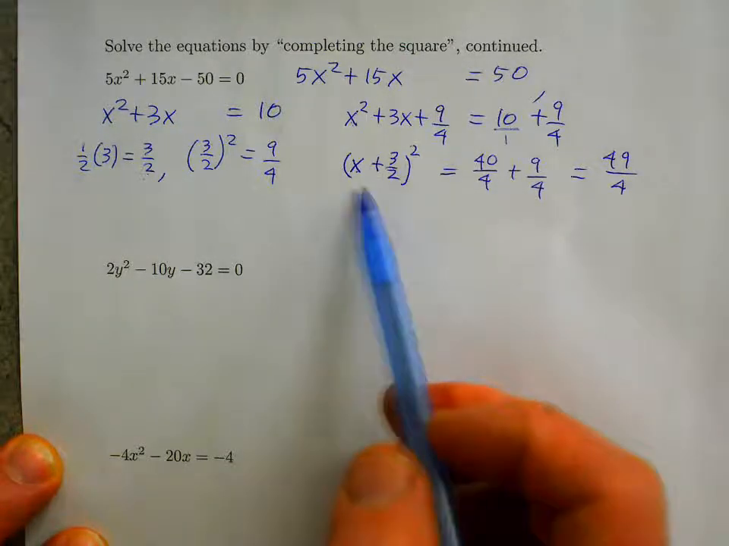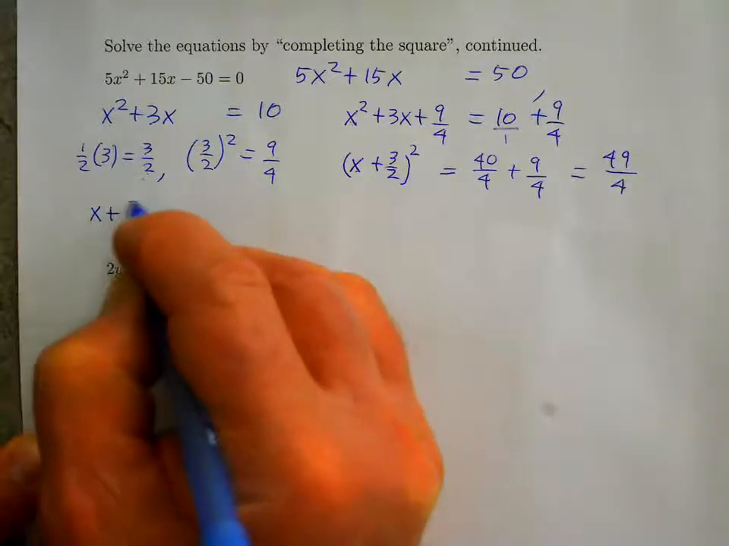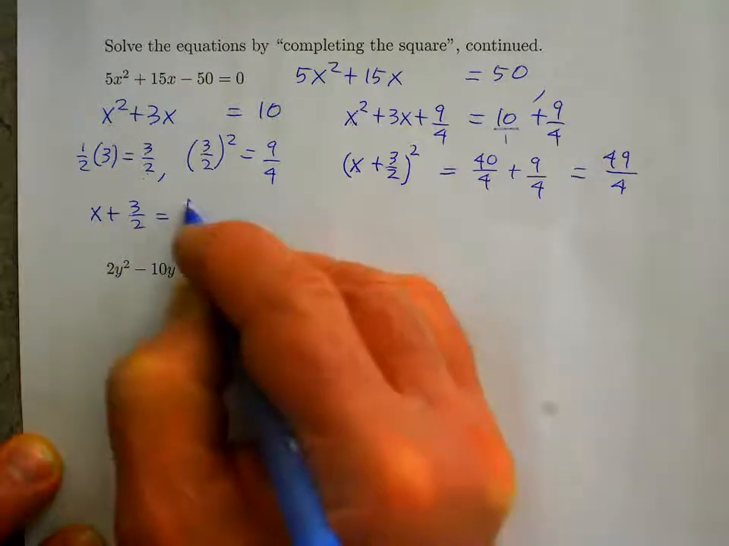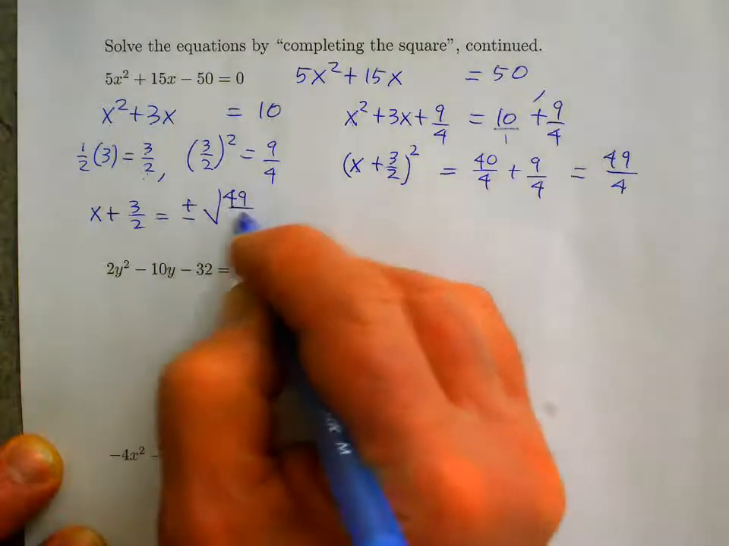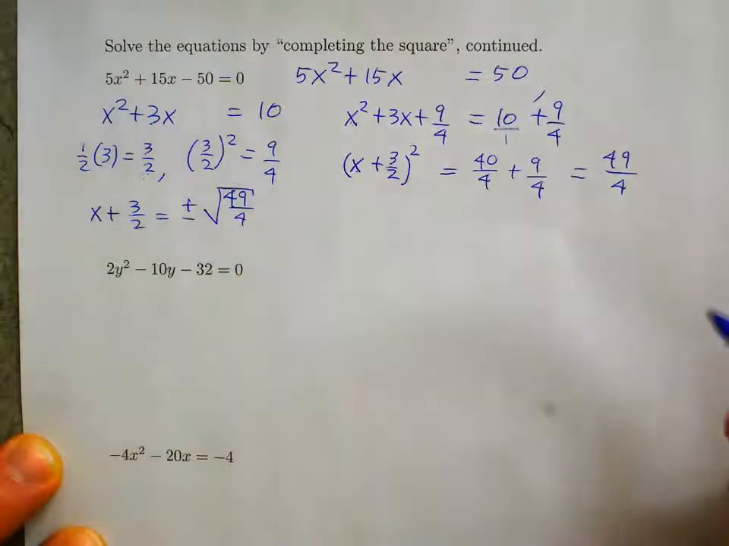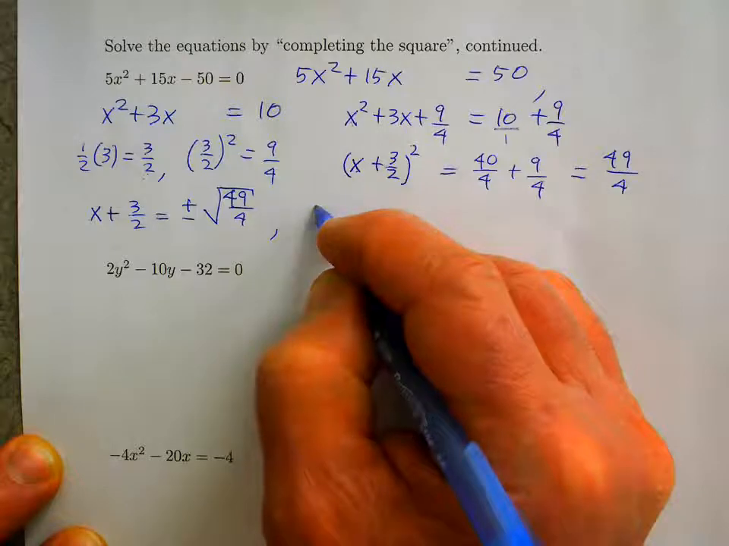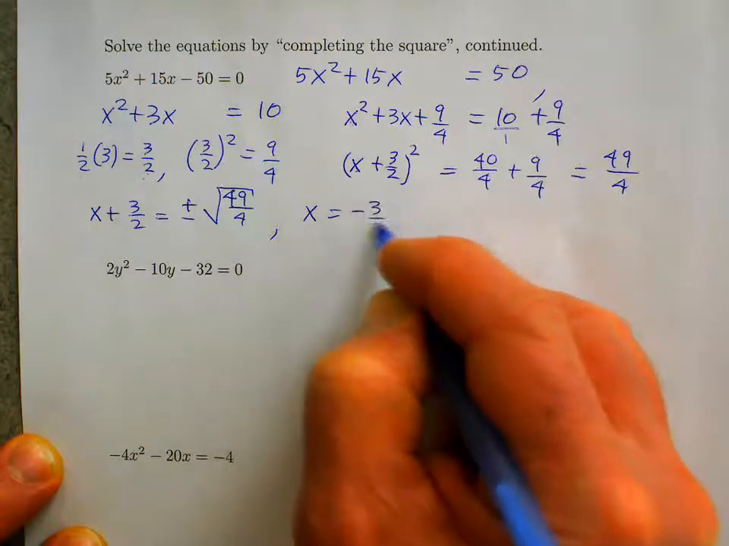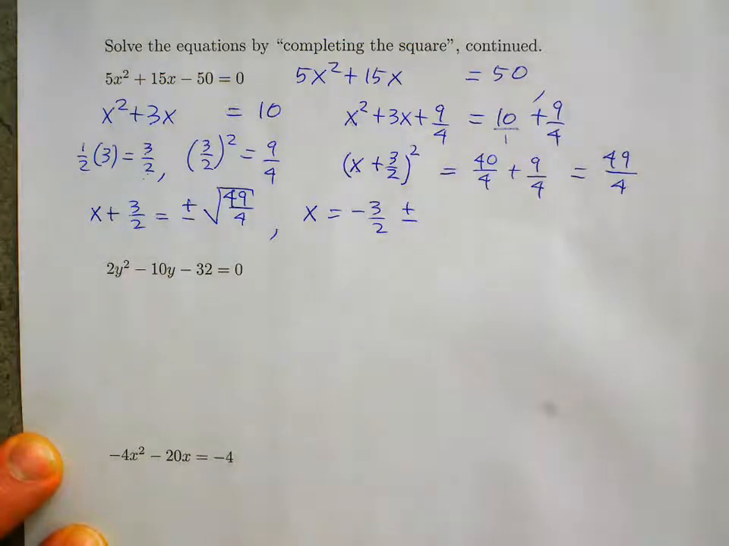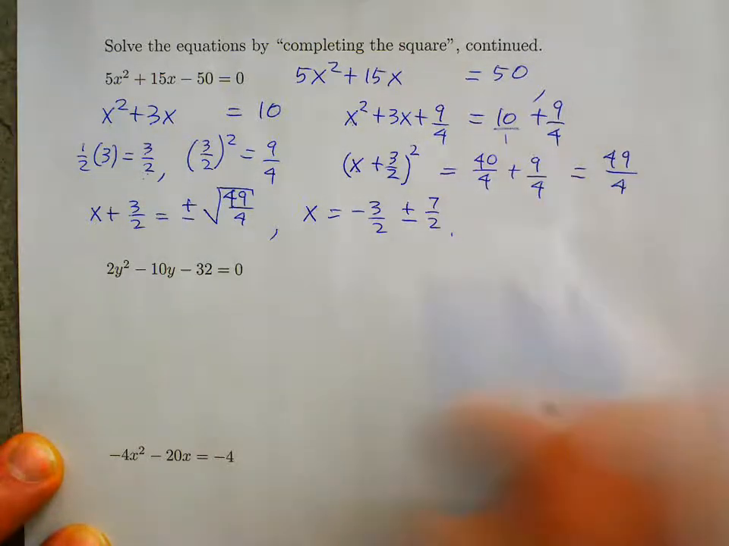Okay, now we apply the square root property. X plus 3/2 equals positive and negative square root of 49/4. In the next step, we'll subtract 3/2 from both sides and also simplify the square root of 49/4, which is 7/2. And we can simplify further.